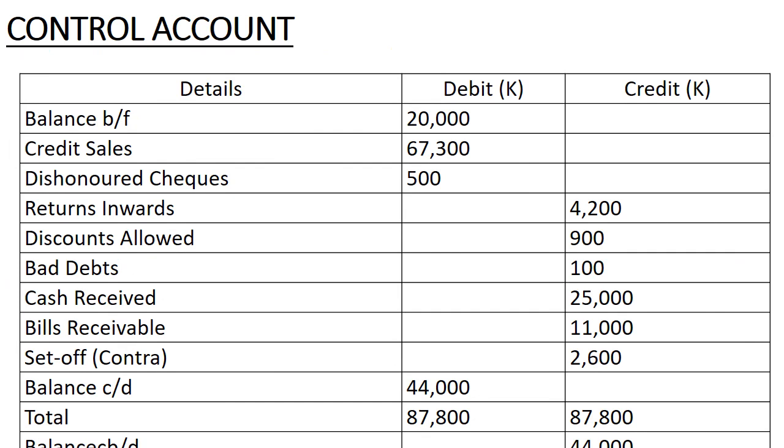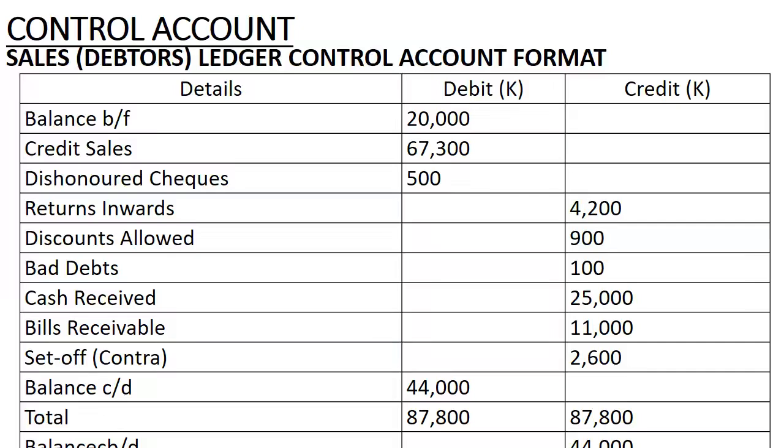Okay, so when you prepare the sales or debtors ledger control account, the starting balance was this 20,000, which was the opening value of the debtors. They were 20,000. Sales ledger has its balance as the debtors, okay? So the opening balance is always the opening value for the debtors. Then, of course, the credit sales, like I indicated, it should be on the debit side.